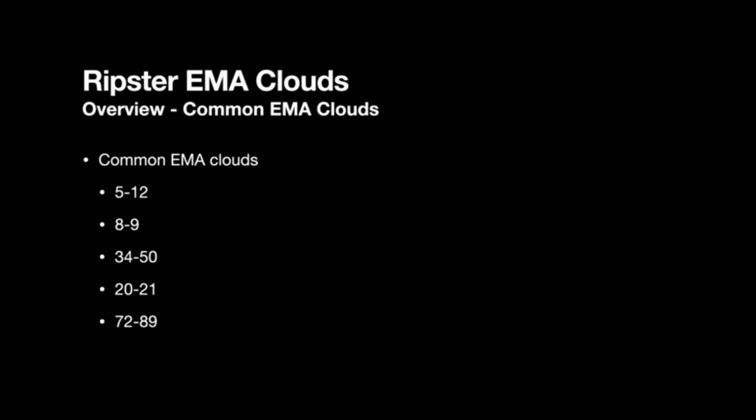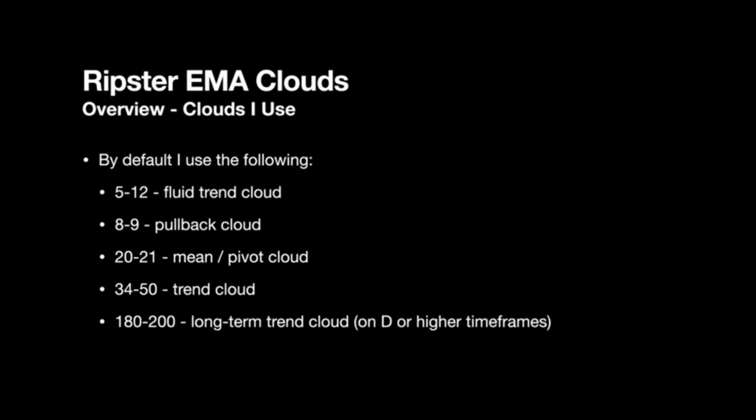And so the 20-21 can offer that same capability in cloud form. The 72-89, which is maybe a longer term trend, I don't use that one, but it can be useful in certain cases. And the 180-200, which I typically use on higher time frames, and that's just the long-term trend. Okay, so these are the clouds I use.